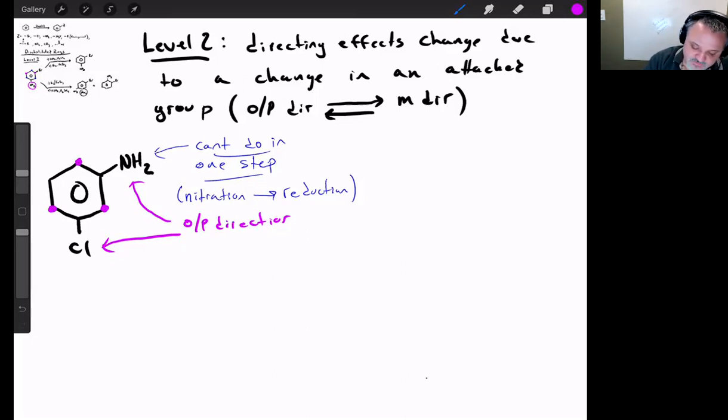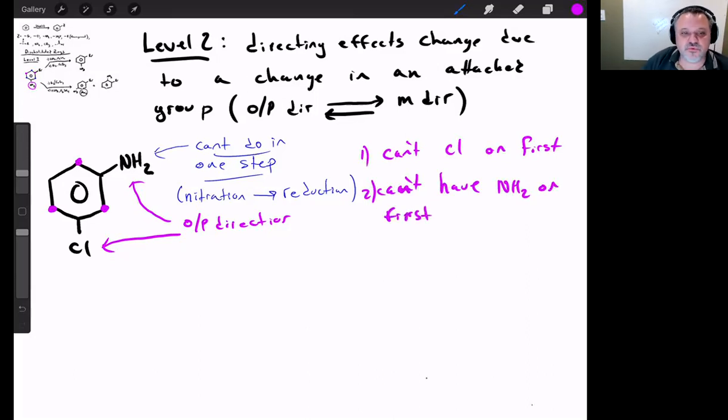So I can't have Cl on first, and I can't have the amine group on first either, because they don't direct in the position that I want. But I know that the nitro group is electron withdrawing, and therefore it directs to the meta position.